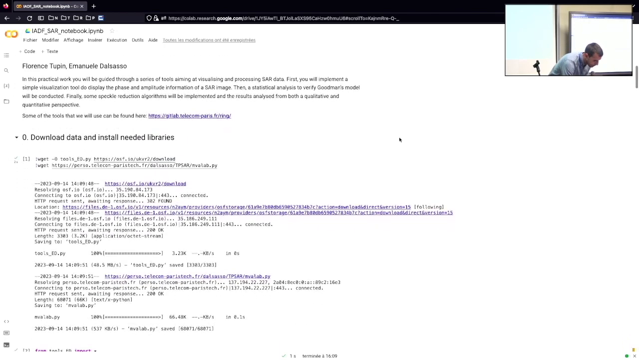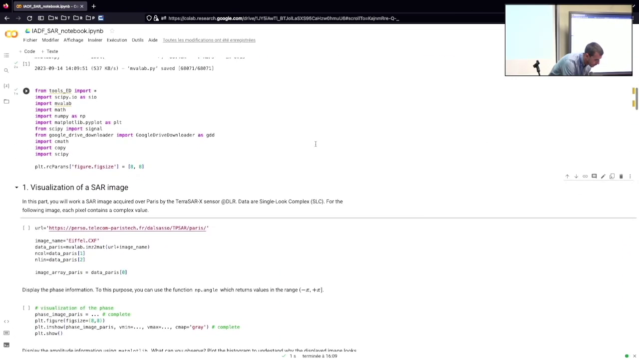I have already run the first two cells of this notebook that just download some data that we are going to use, and mostly some libraries that we will need, some simple functions, and import the libraries that are needed to run the code.